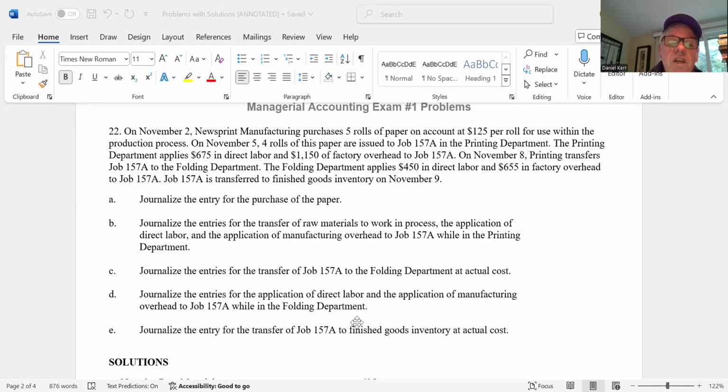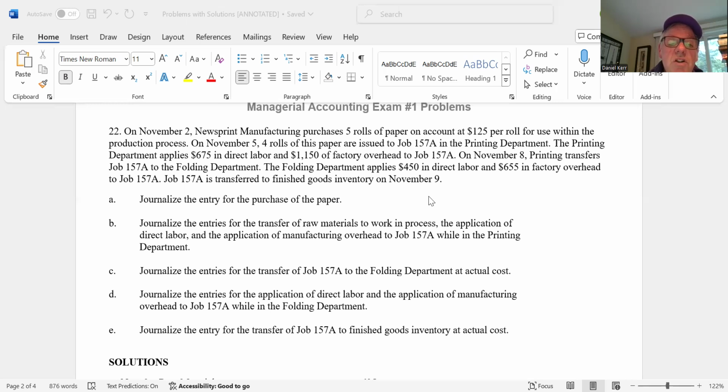On November 5th, 4 rolls of paper are issued to a job in the printing department. The printing department applies $675 in direct labor and $1,150 in factory overhead to job 157A. On November 8th, printing transfers job 157A to the folding department. The folding department applies $450 in direct labor and $65 in factory overhead to job 157A. And then job 157A is transferred to finished goods.